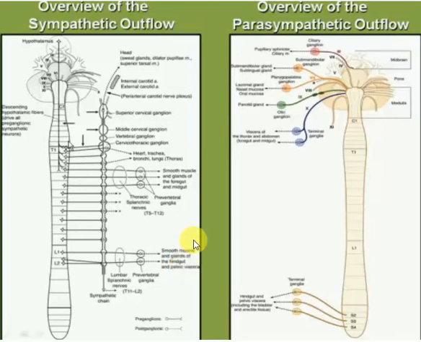Bismillahirrahmanirrahim. So now we're going to discuss the main parts of the autonomic nervous system, that is the sympathetic and the parasympathetic nervous system.